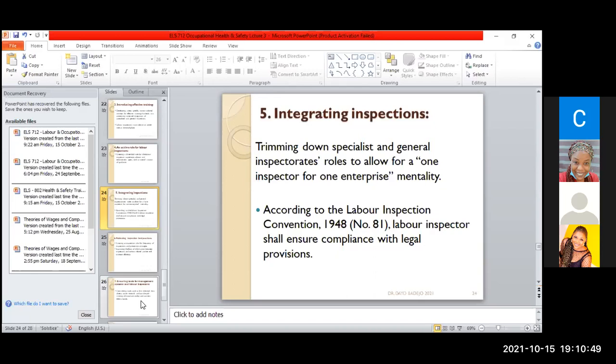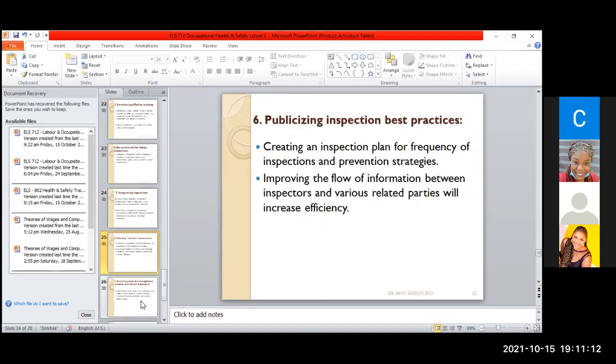So according to the Labor Inspection Convention of 1948, number 81, labor inspectors are expected to ensure compliance with legal provisions. We need to engage our National Assembly, as the case may be. A union or an individual can even do that and put it to the test so that we can have the right place, a safe place for work. Number 6 is publicizing inspection best practices.